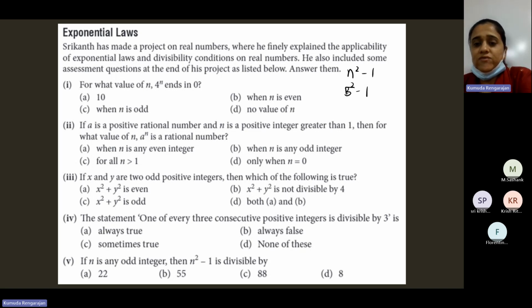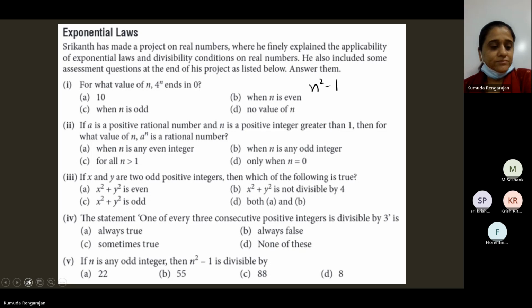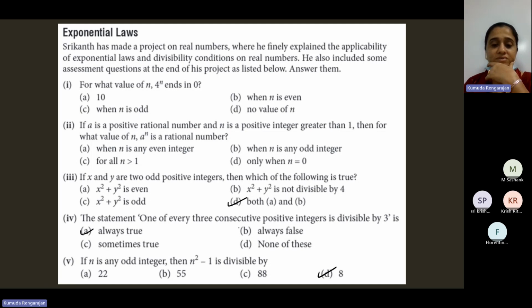Correct. Then let's take 5. 5 square minus 1, 25 minus 1, 24 is divisible by 8. So when n takes any odd value, n square minus 1 is always divisible by 8. This one is always true. Here, when we took examples, we understood that it's always even and not divisible by 4.